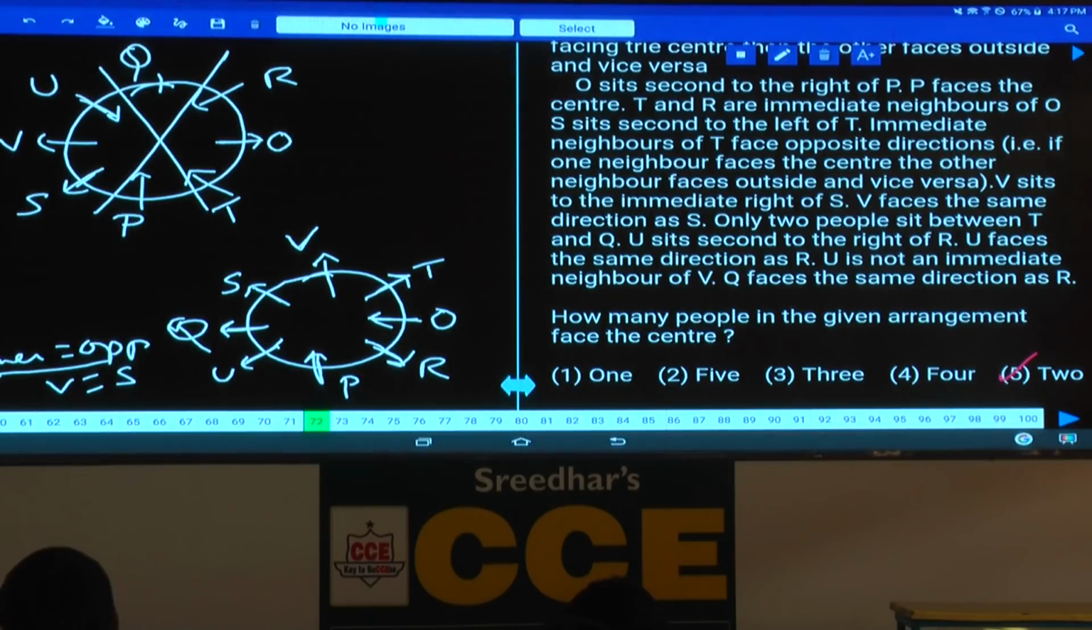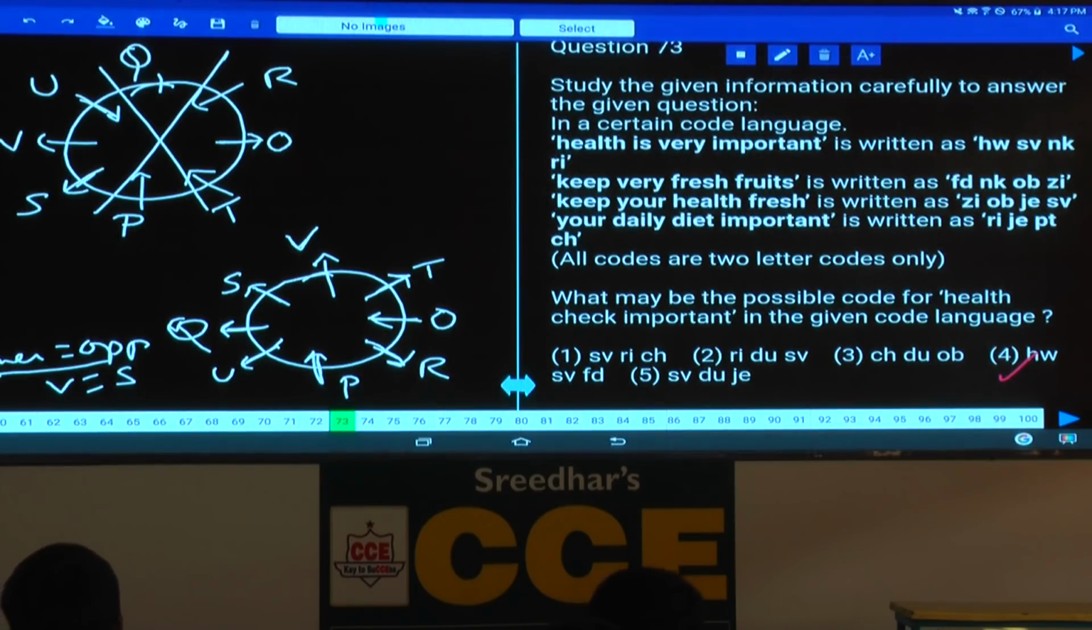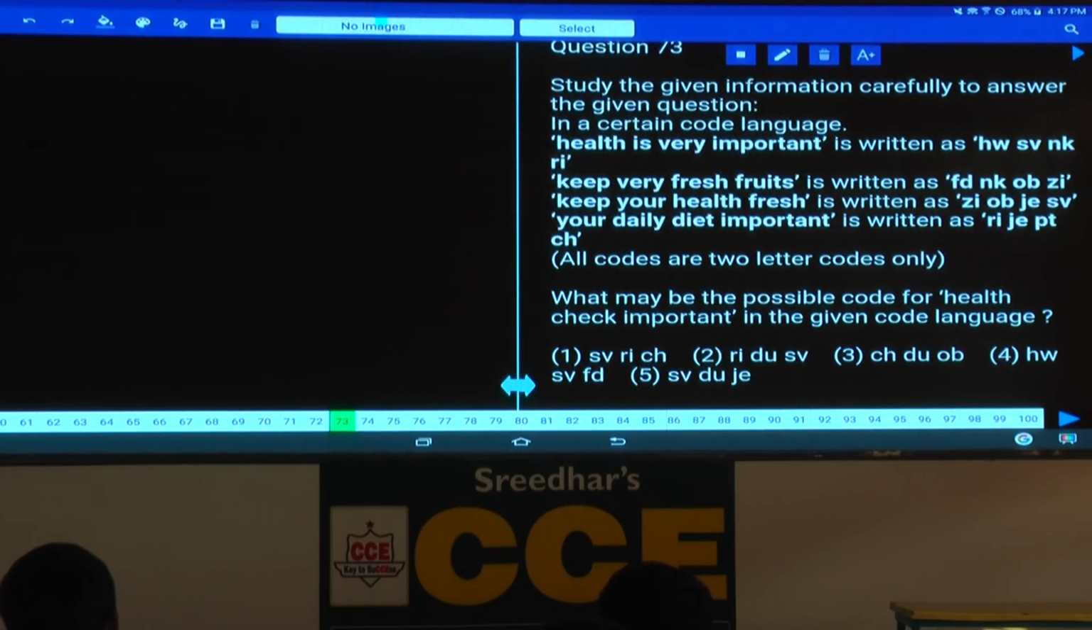Then 73 to 77, coding and decoding. Health is very important is written as keep very fresh fruits. If you compare the first and the second statement, there is no word which is common between these two, isn't it? Hence we cannot compare these two because health is very important. Keep very.